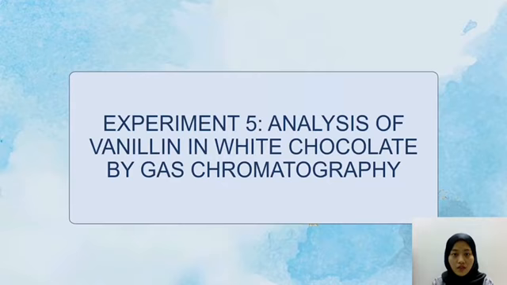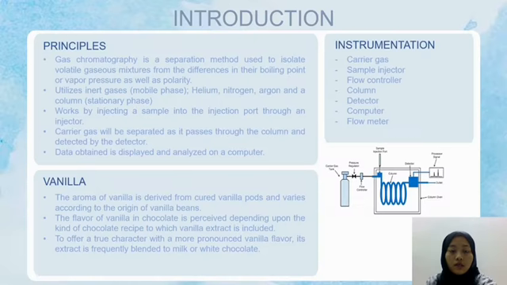Experiment 5 is about the analysis of vanillin in white chocolate by gas chromatography. In the introduction part, I will explain about the principles, instrumentations, and vanilla briefly. Gas chromatography is a separation method that can isolate volatile gaseous mixtures from the differences in their boiling point or vapor pressure as well as polarity. It employs inert gases such as helium, nitrogen, and argon as mobile phase and a column as its stationary phase.